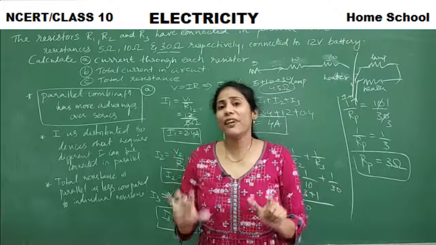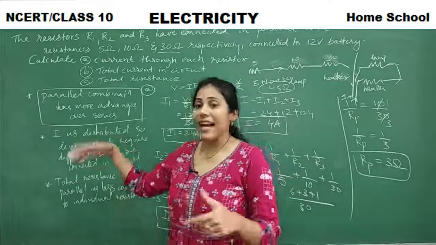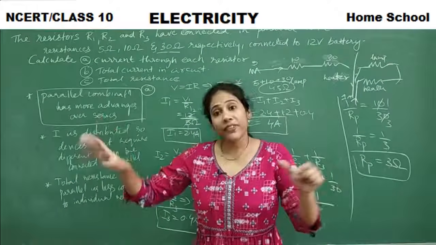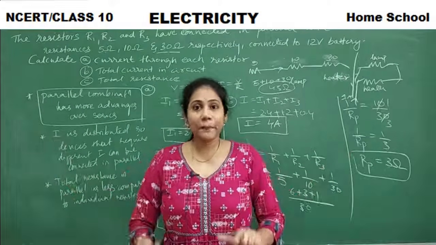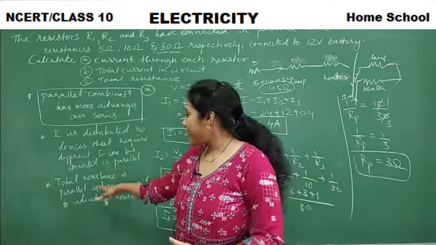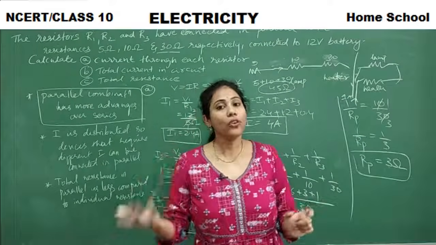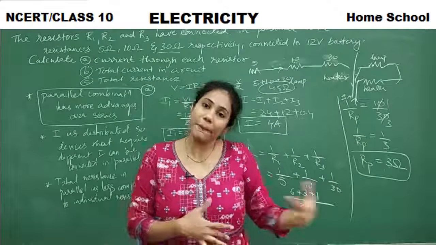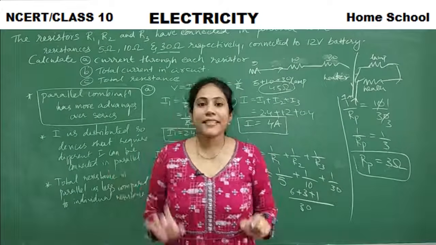If they ask you why parallel combination is advantageous, what will you write? First, current is getting distributed, so different devices requiring different currents can be connected in parallel, right? And the second point is that total resistance is very much less, so that current flow can be easier in parallel compared to series, right? So with this, I am ending my session.